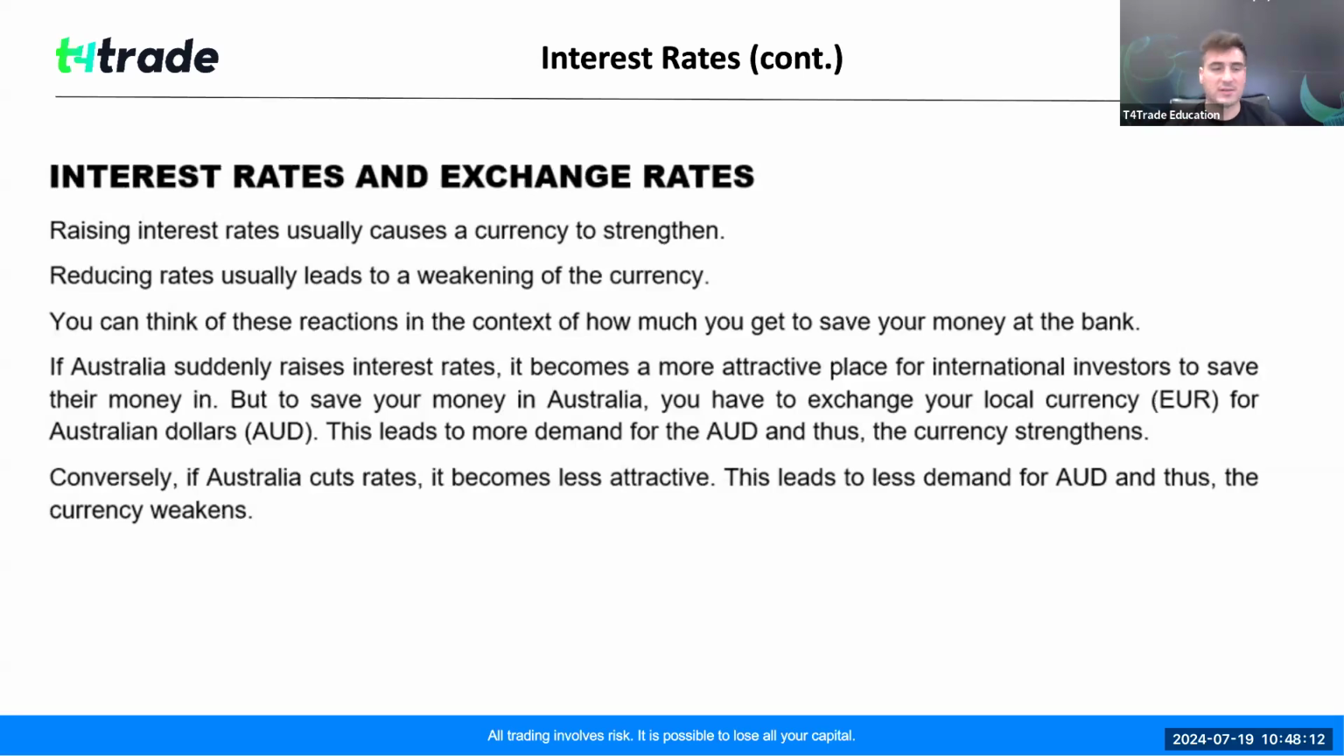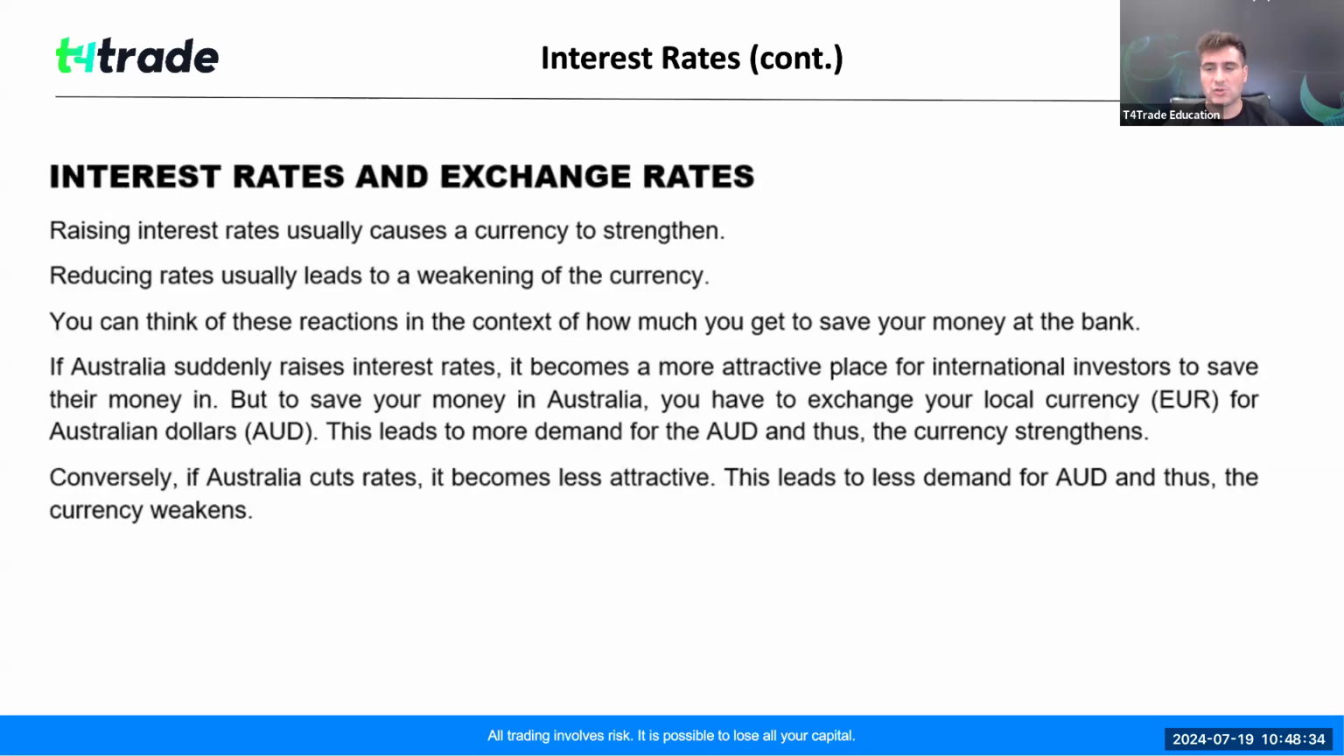This is context. So if Australia, for example, or the central bank, the Reserve Bank of Australia, RBA, suddenly raises interest rates because inflation is way too high, it becomes a more attractive place for international investors to save their money.